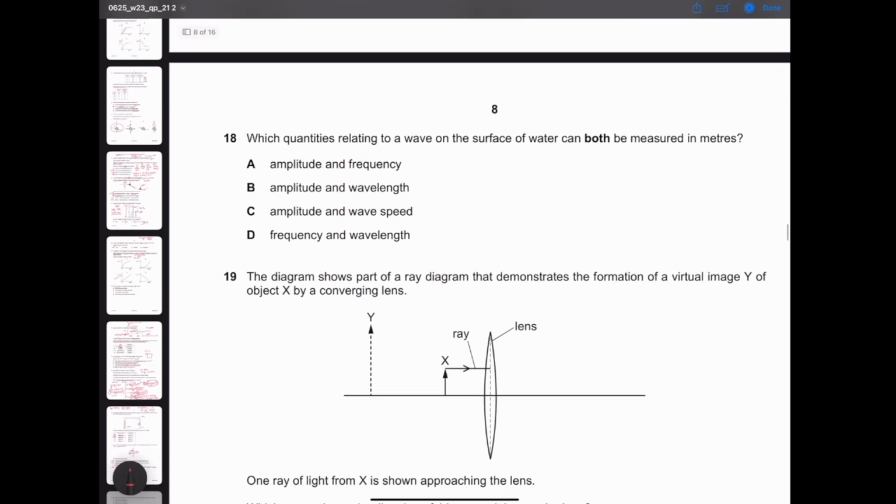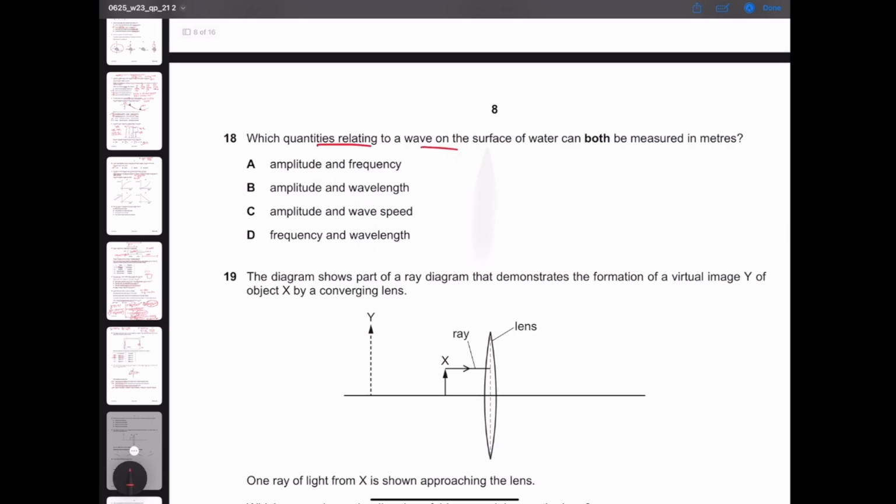Which quantities relating to a wave on the surface of water can be measured in meters? Frequency is in hertz. So amplitude and wavelength should be the answer. Wave speed is in meters per second.